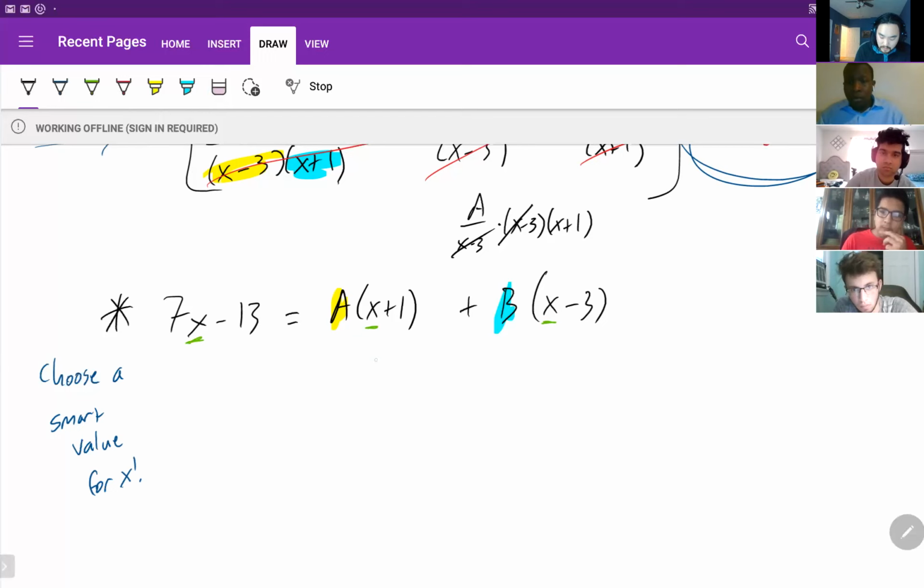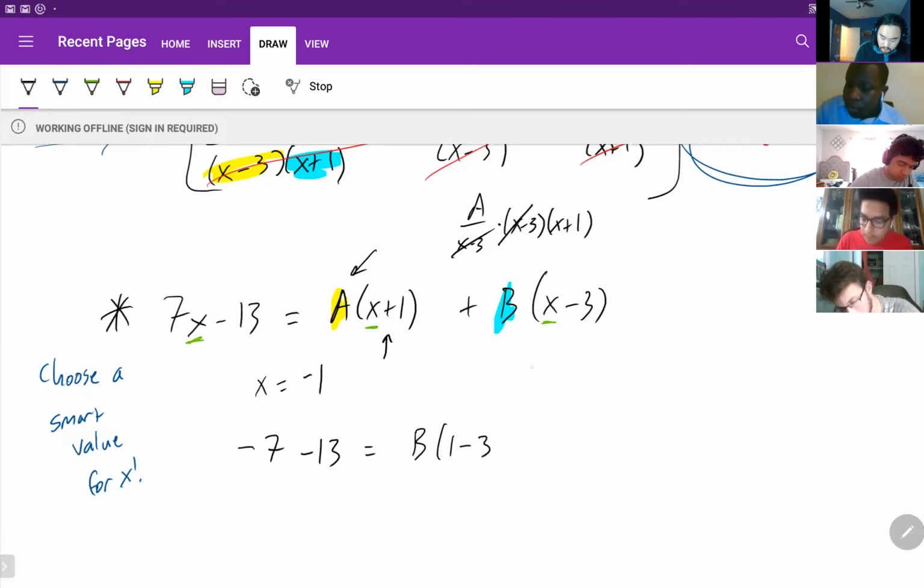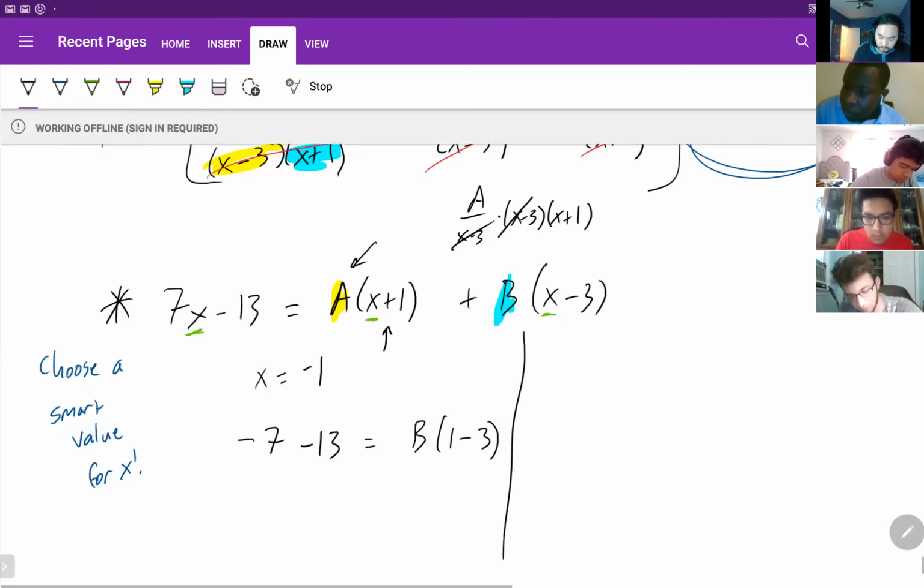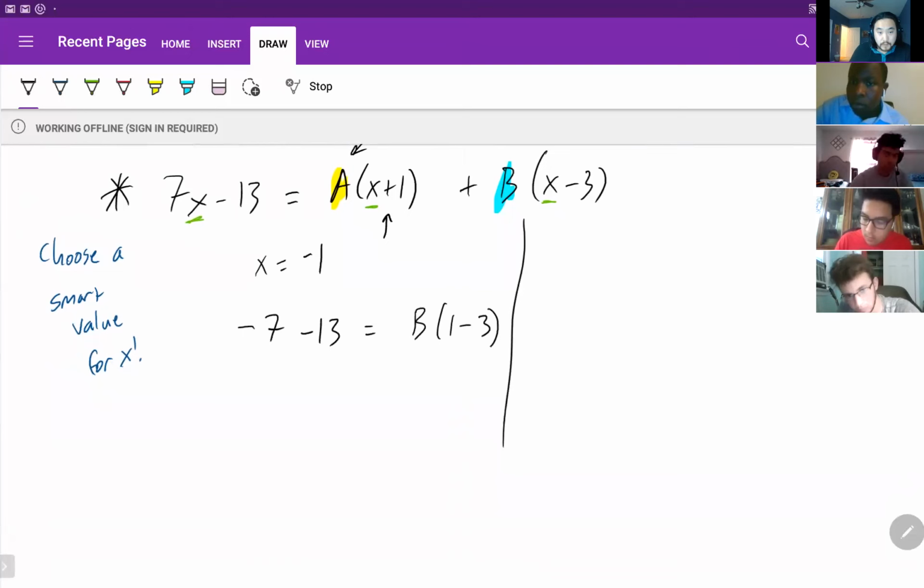I'm actually going to choose X equals -1. That's going to be my first choice. Why am I doing that? So I can kill A, leaving me with B to solve. So watch what happens. I get -7 minus 13 equals, the A part goes away, B times 1 minus 3. And look, I only have B to solve for now, and it's just an easy algebraic equation, right?